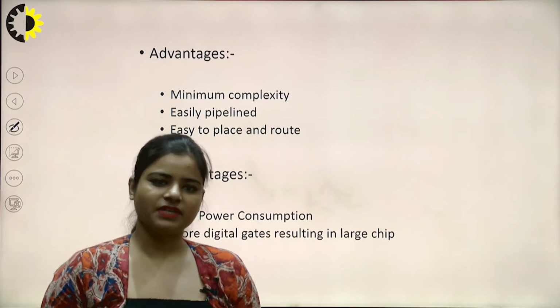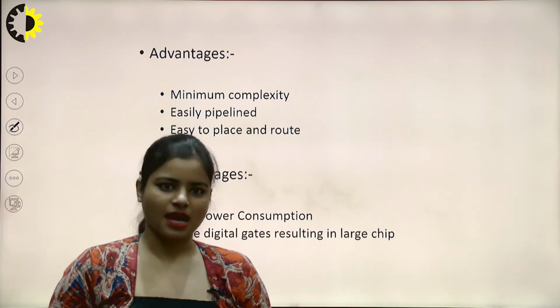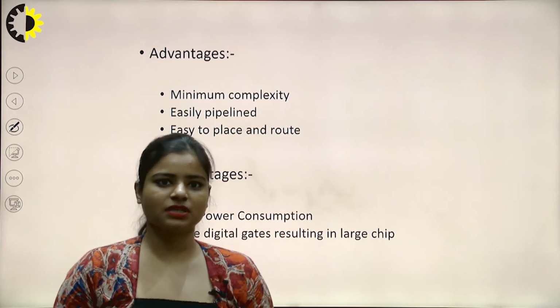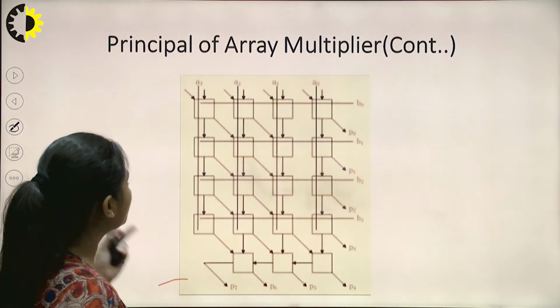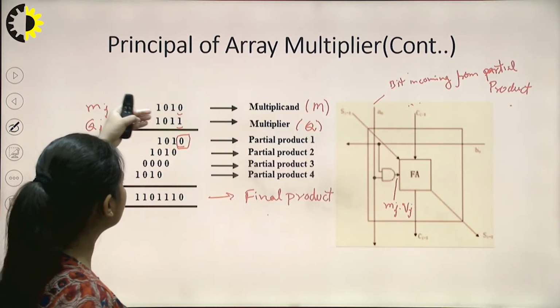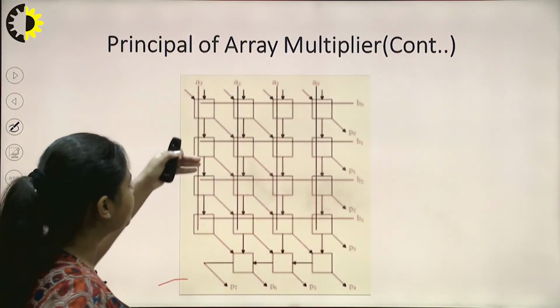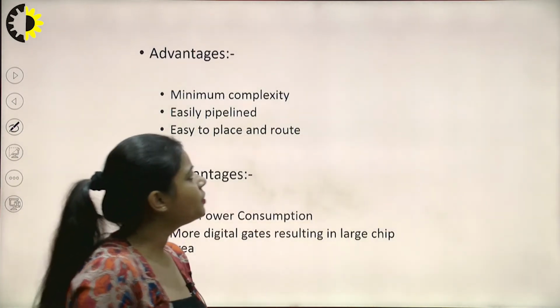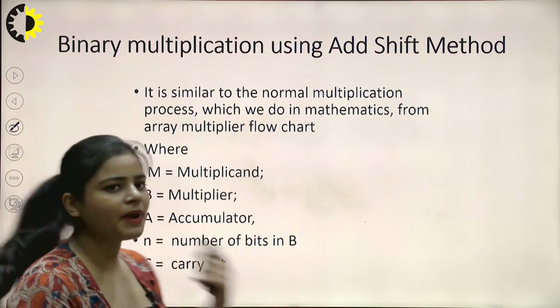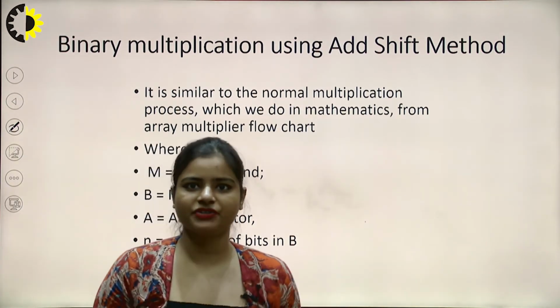But as well as we are having some disadvantages: high power consumption and more digital gates, resulting in large chip area. Means if, let's suppose, the number of bits gets increased, then we have to use more circuits for getting the output. So our next topic is binary multiplication using the add and shift method.